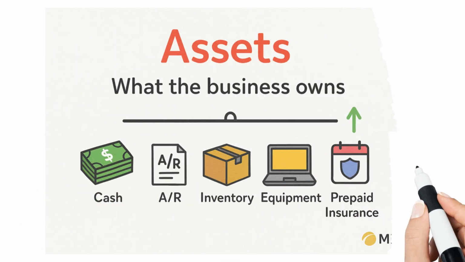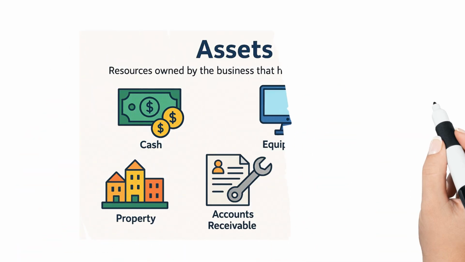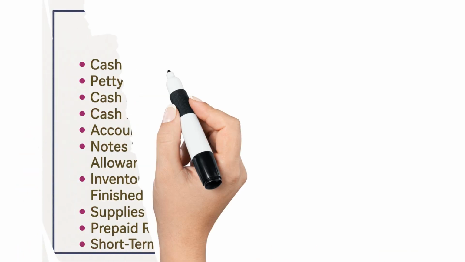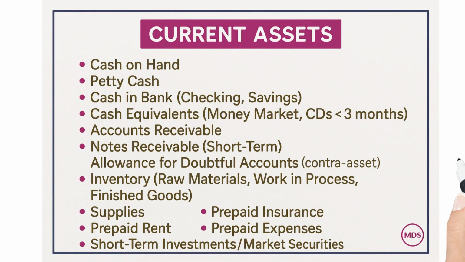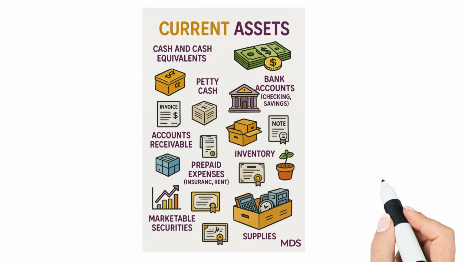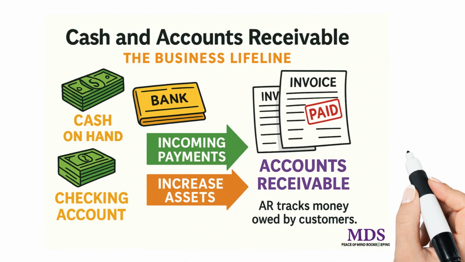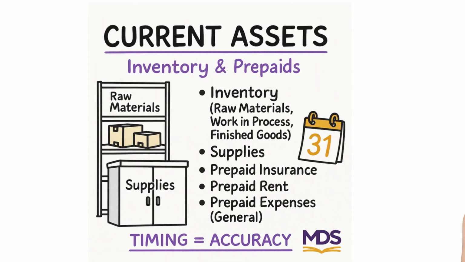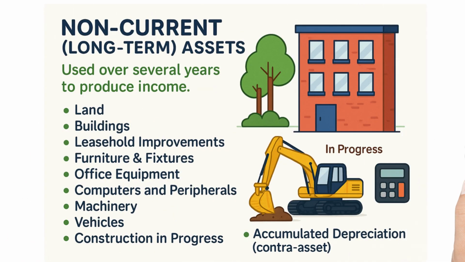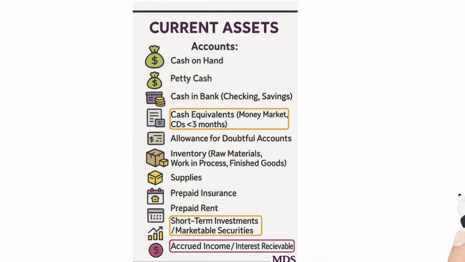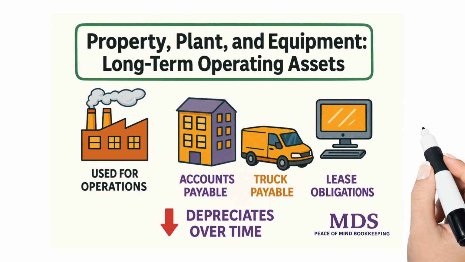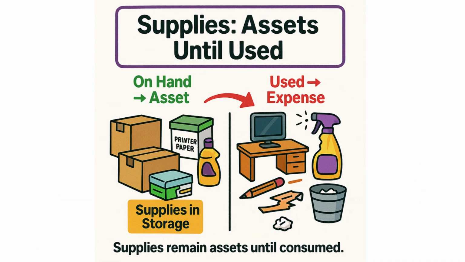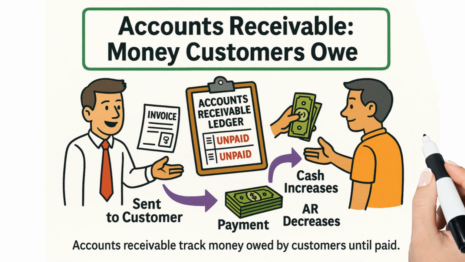First up, assets. Think of assets as everything your business owns or controls that will bring it a future economic benefit. This includes the cash in your bank account, the money your customers owe you, known as accounts receivable, your inventory waiting to be sold, the equipment you use to get the job done, and even prepaid expenses like insurance. When your assets increase, it means your business has gained more resources. When they decrease, it means you've used or sold some of those resources.